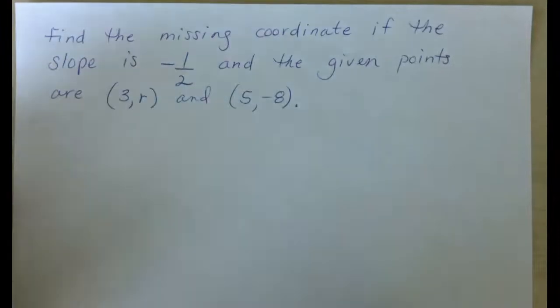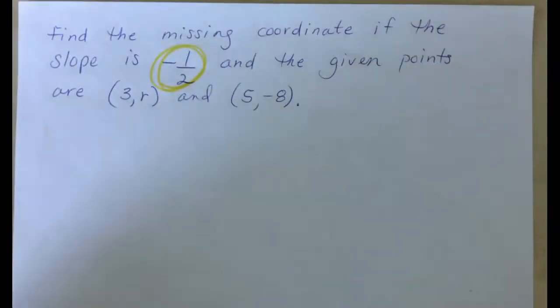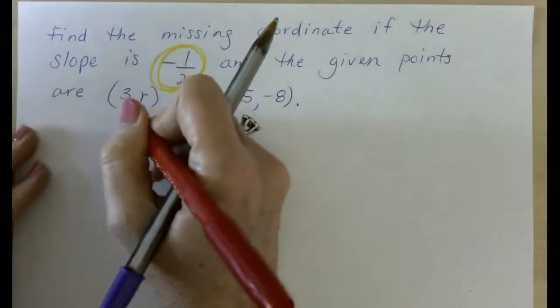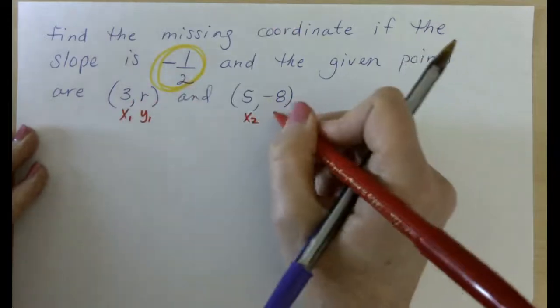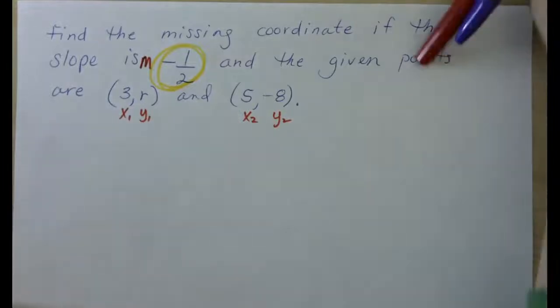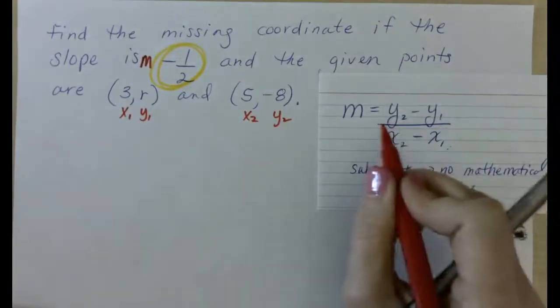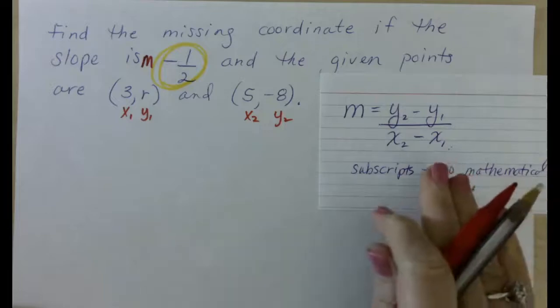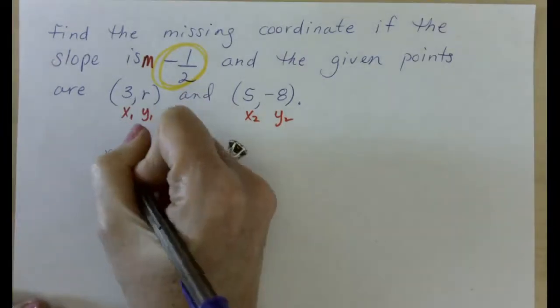Last, find the missing coordinate if the slope is negative 1/2. There's our slope. And we have 2 given points. Remember the 2 given points? x1, y1, x2, y2. This is m. So if this is our slope formula, m equals y2 minus y1 over x2 minus x1, we need to use substitution and fill in what is given.